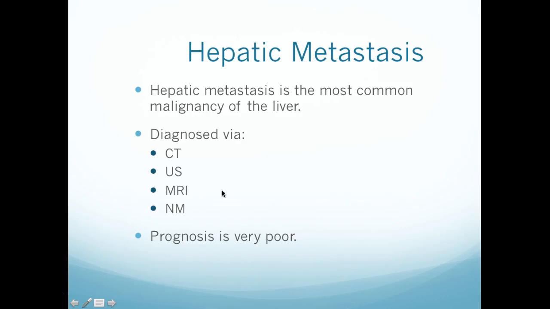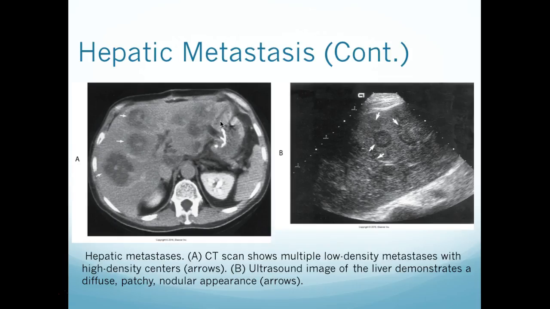So hepatic metastasis is the most common malignancy of the liver. A lot of times when you have cancers, the liver filters out any toxins within your body, and the cancer cells will go to the liver. So once it hits the liver, your prognosis is pretty poor. CT is a great way to diagnose your metastasis.